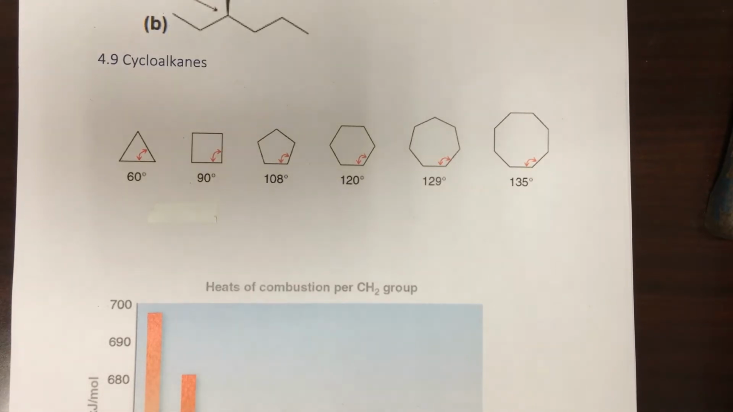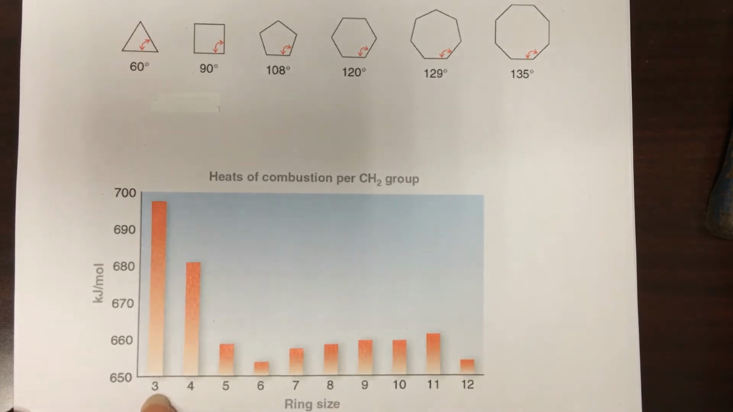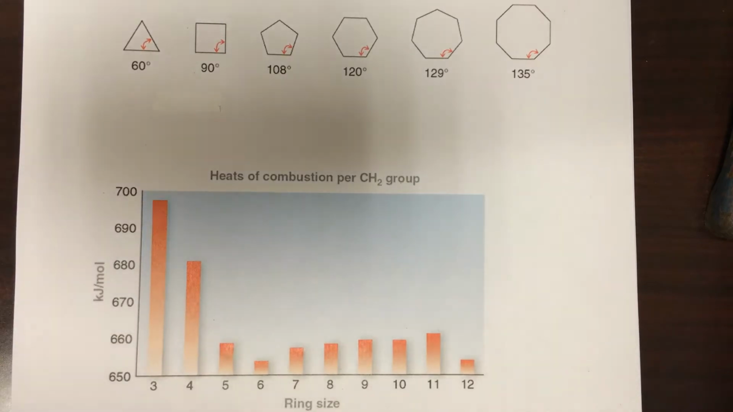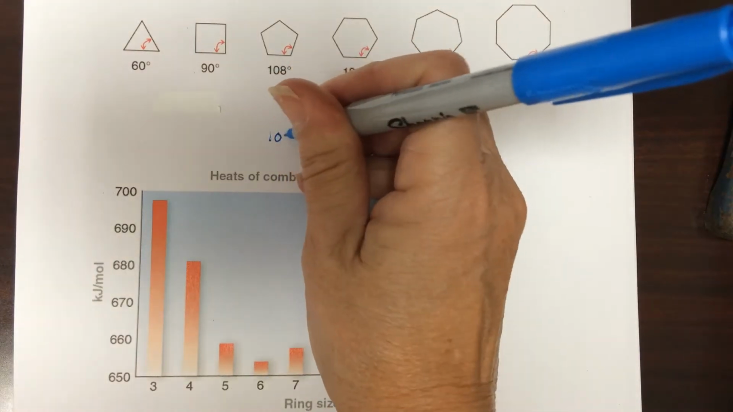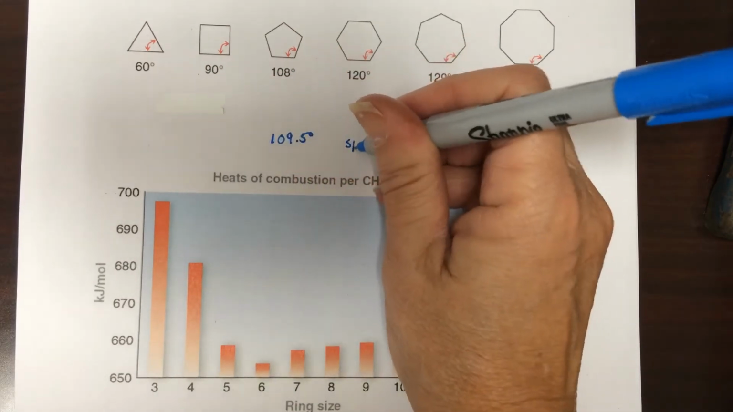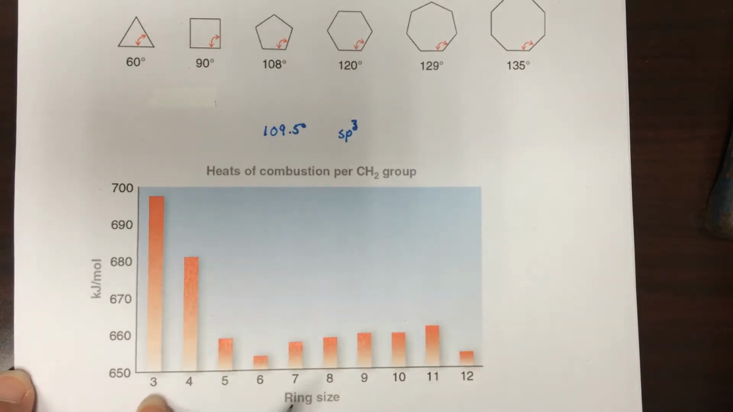Okay, so this section is on cycloalkanes, so we're going to be dealing with rings. If we have very small rings, like 3 carbons, we get a 60-degree angle. And we know that the tetrahedral carbon would like to have 109.5 degrees because it's an sp3 hybridized carbon. And so we find that a 3-carbon ring is very unstable. Thus we have very high heat of combustion.